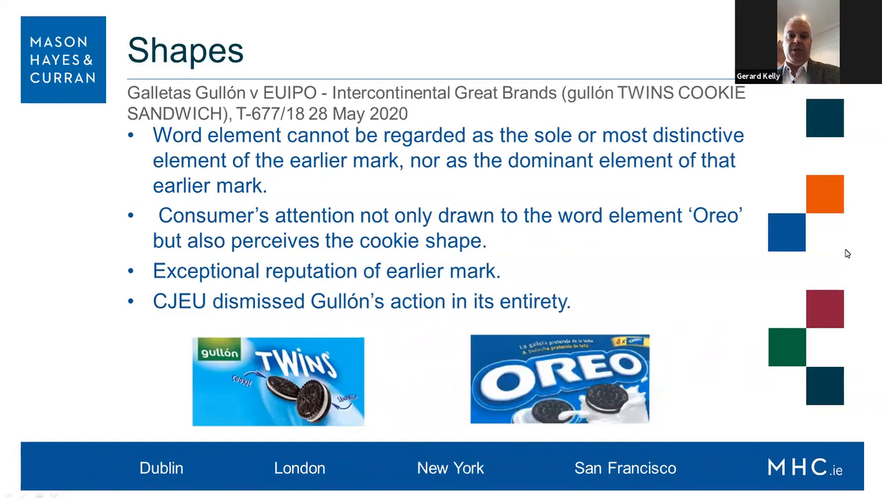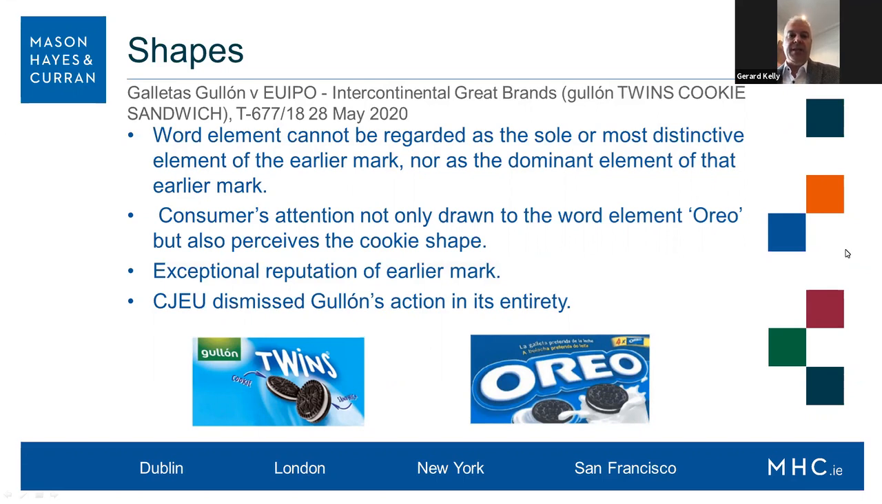Finally, in relation to shapes, we're looking at the shape of this Oreo cookie. Here we had a Spanish company who have their packaging on the left. Oreo was protected through the registration on the right. And again, it is the words Oreo, quite prominent and dominant indeed, and obviously the depiction of the cookie biscuit itself. And a number of concepts came up in this particular case.